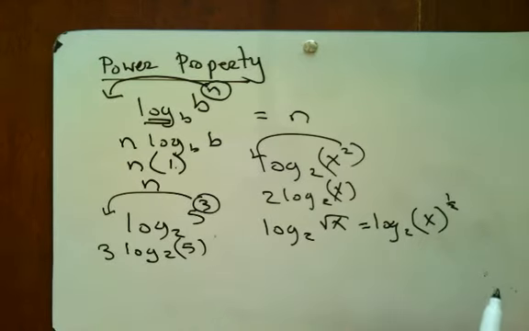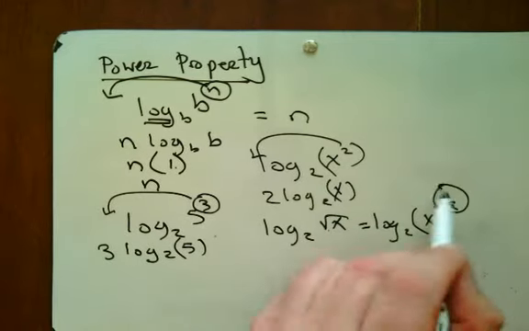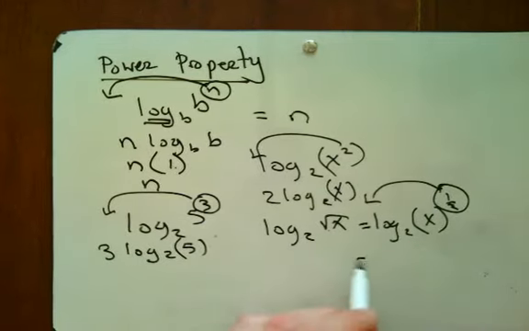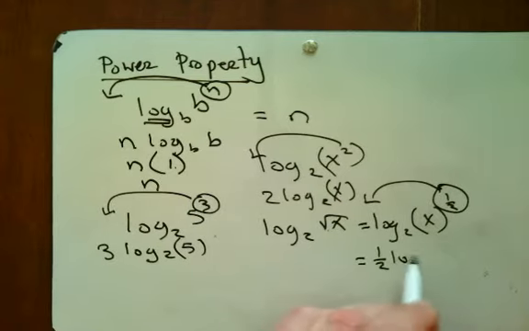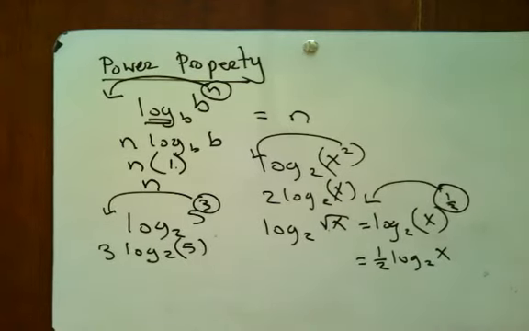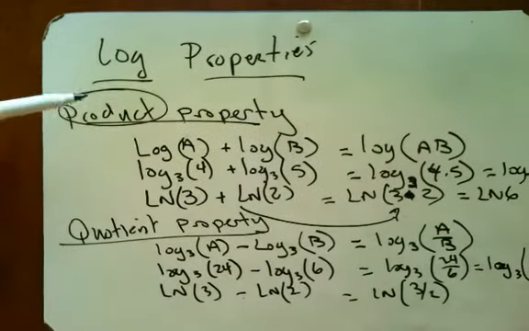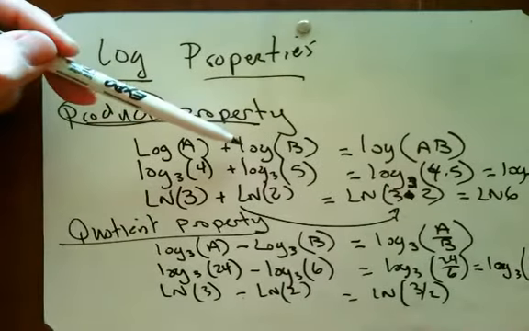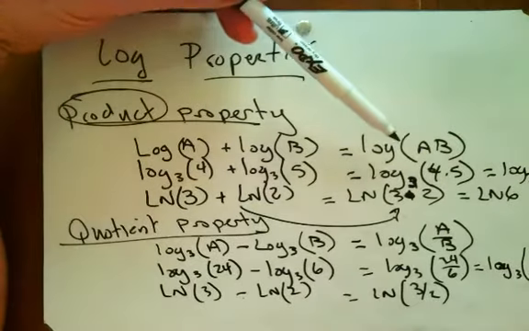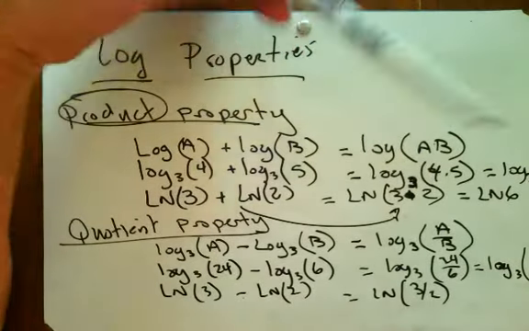And if I have log base 2 of the square root of x, I know that that's equal to log base 2 of x to the 1/2 power. And because I can rewrite this radical as an exponent, I can now use my power property to bring that power down in front and get 1/2 log base 2 of x. Okay? So there's our power property.